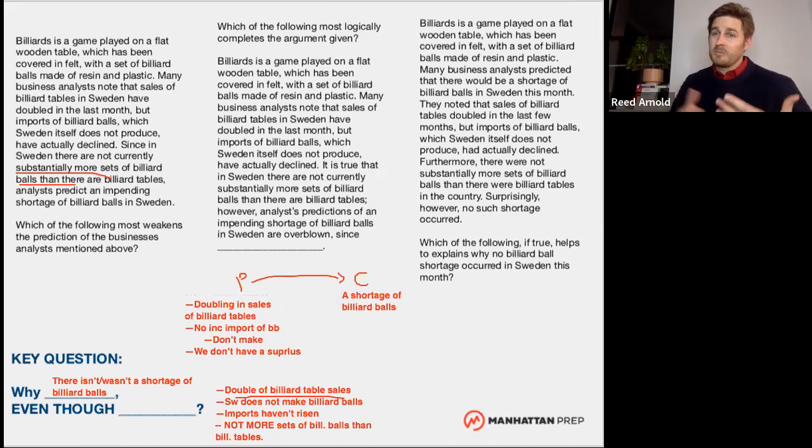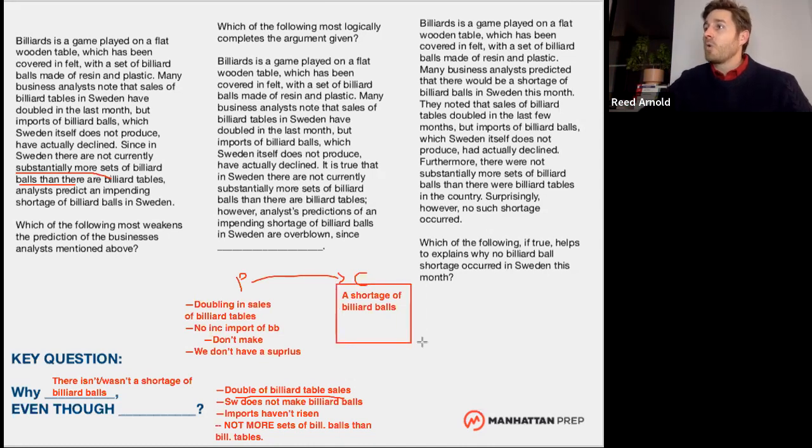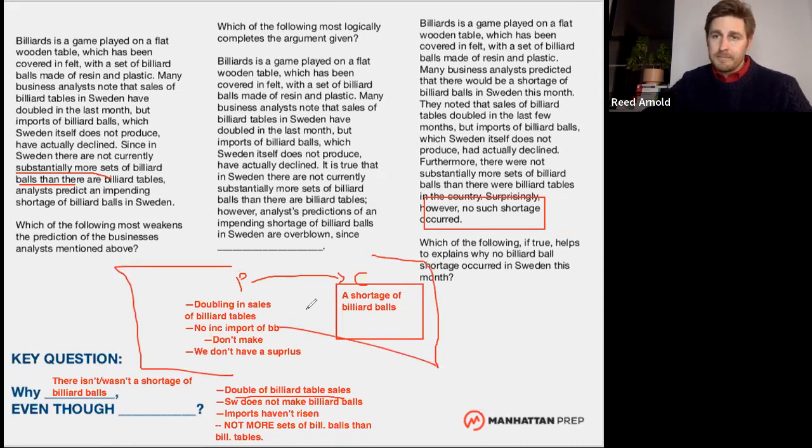Okay, and we haven't increased imports. So if we're selling all these billiard tables, we're probably going to have a shortage of billiard balls for those tables for all these reasons. That's what someone expects in each of these paragraphs for all their differences. That's the thought that someone had. And it's our job to say, maybe not, or in this case, they tell us, right? Here they tell us no such shortage occurred. It's our job to explain why there wasn't a shortage or why there might not be a shortage, even though these premises are true. We are weakening this argument in each of these. That's it.